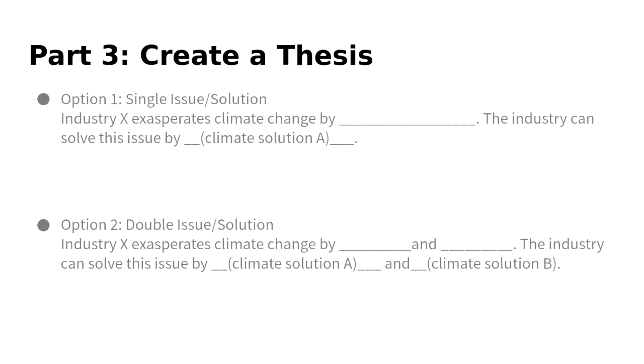Then you want to create your thesis. So you have two options, particularly single issue solution. You'll see industry X exacerbates climate change by blank. The industry can solve this issue by blank. And then the other one just gives you two issues, two solutions, right? So it just spreads it apart for you to be more expansive in what you want to write about.